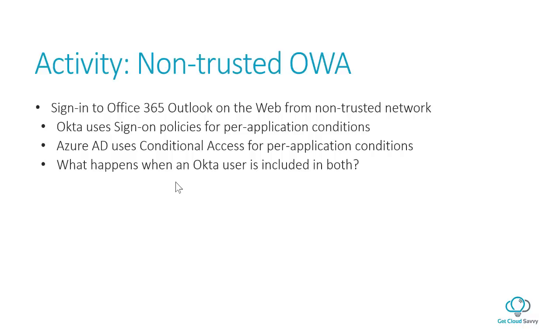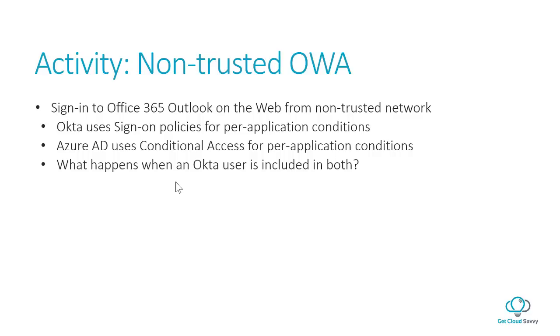So now we're talking about a non-trusted login. So a non-trusted network, somewhere outside the corporate network. Maybe you're at a Starbucks, maybe you're somewhere else, maybe you're at a customer's conference room on guest Wi-Fi somewhere. So how can we use per application, what we call application conditions, to enforce multi-factor authentication? So for Okta, those are called sign-on policies and they're configured per application. For Azure AD, we call those conditional access.